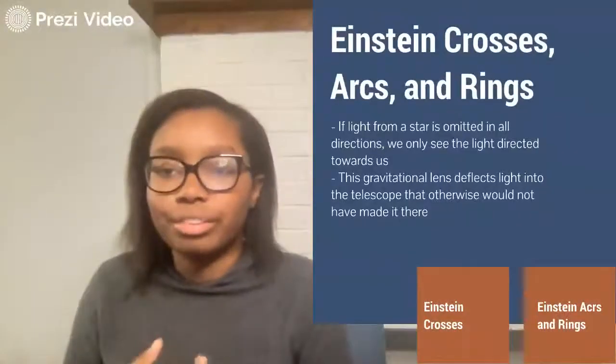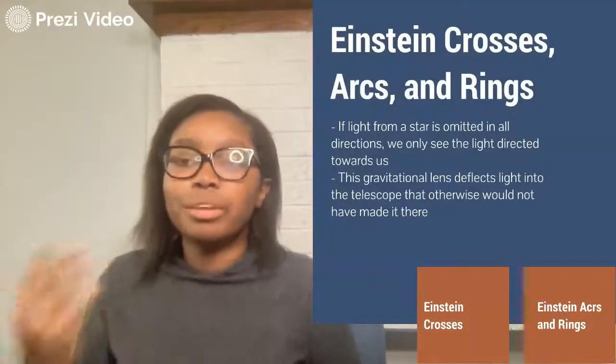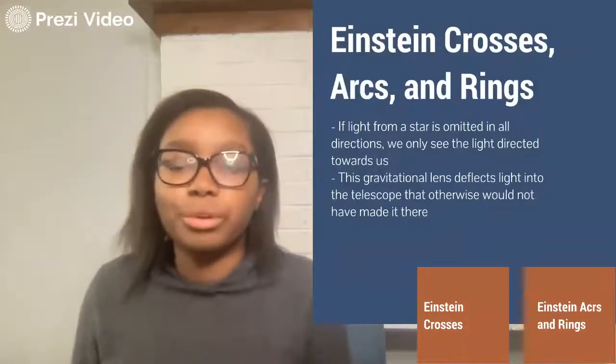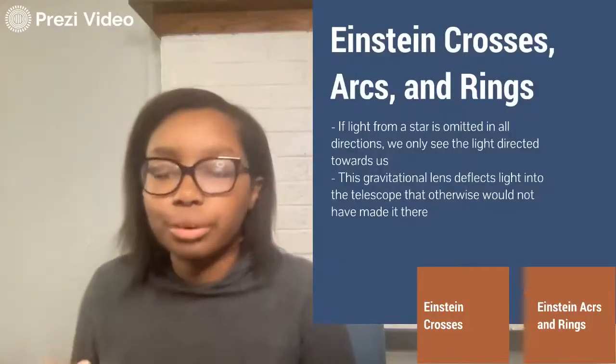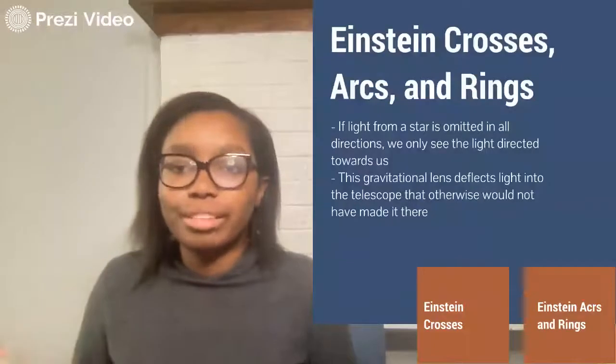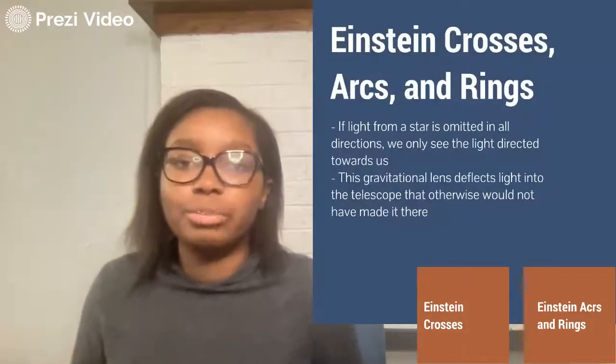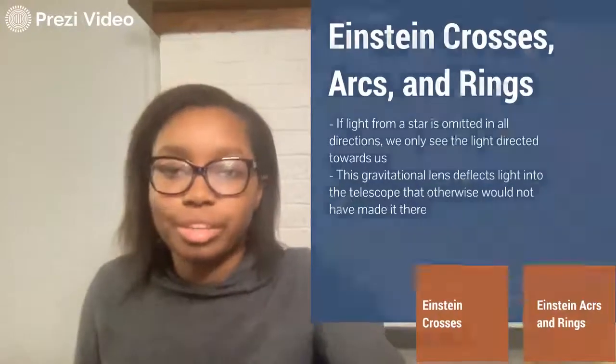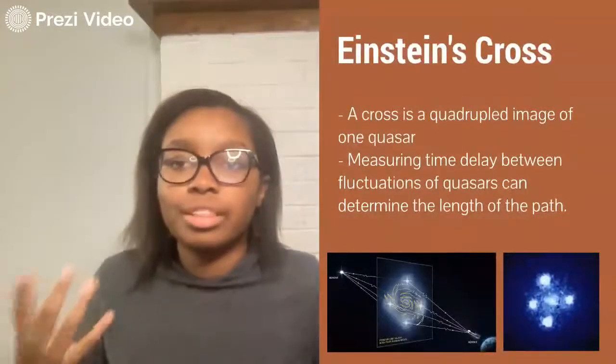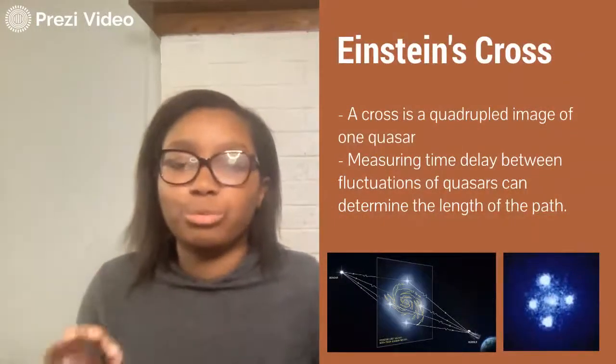And so some of the most common phenomena now are Einstein crosses, arcs, and rings. And so if light from a star is emitted in all directions, we assume we are only going to see the light that is emitted directly towards us. However, in the presence of lenses, it can deflect light into telescopes and into our eye that we would not have otherwise seen. And so in Einstein's cross, this is an image of one quasar that is quadrupled.